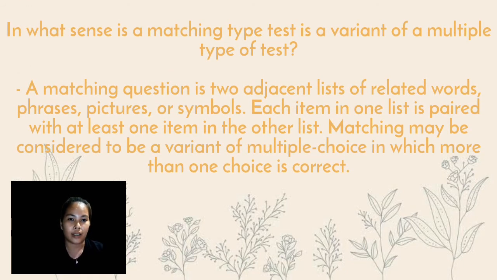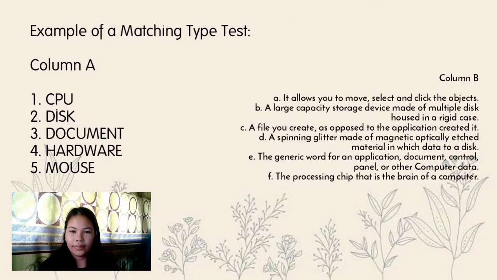So I am going to explain about matching type. In what sense is a matching type test a variant of a multiple choice test? A matching question is two adjacent lists of related words, phrases, pictures, or symbols. Each item in one list is paired with at least one item in the other list. Matching may be considered to be a variant of multiple choice in which more than one choice is correct.